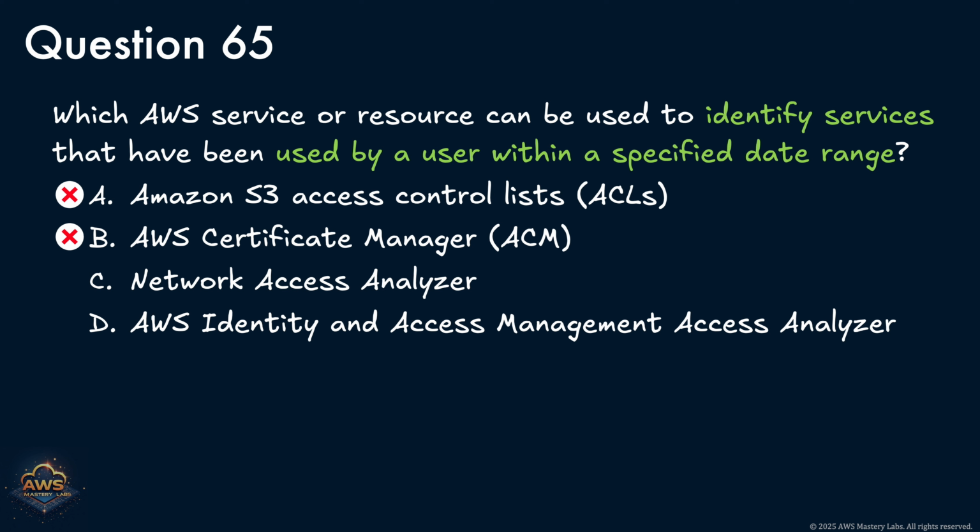Option B, AWS Certificate Manager, ACM. ACM is used to provision, manage, and deploy SSL/TLS certificates for securing network communications. While important for security, ACM does not track usage of services or user activity. It's focused on the lifecycle of certificates and their deployment status. Incorrect because ACM secures resources but offers no visibility into user activity or access logs.